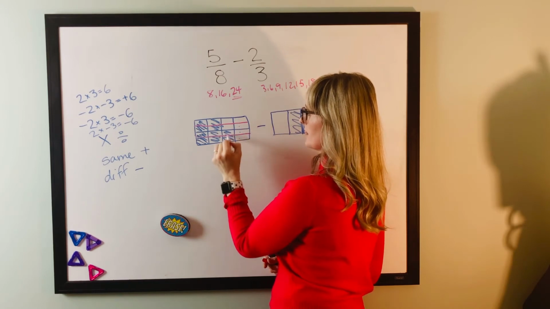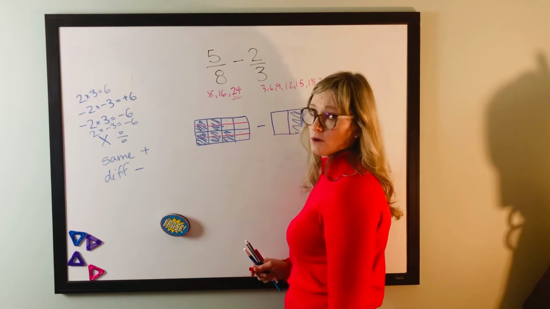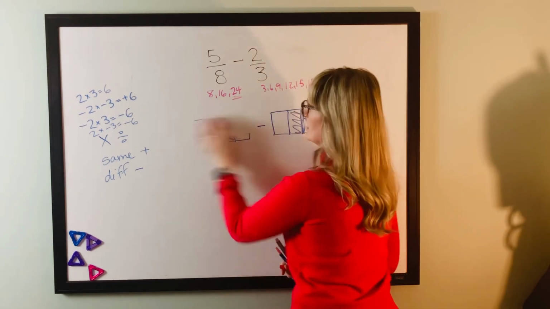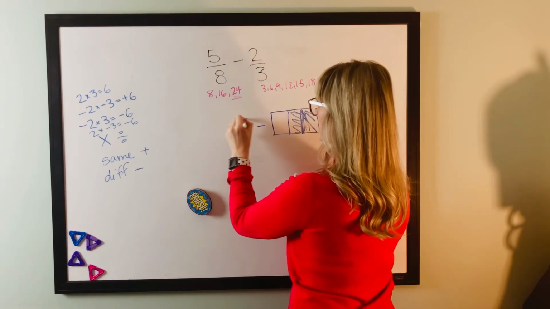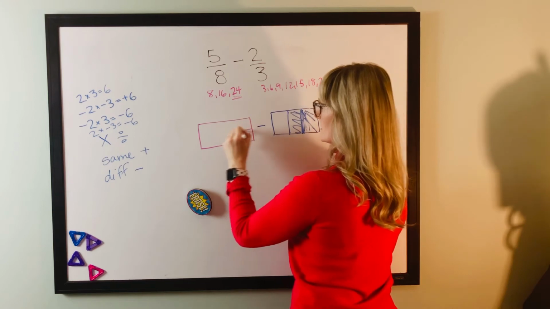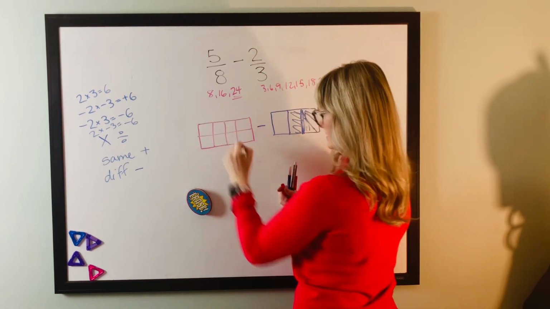1, 2, 3, 4, 5, 6, 7, 8, 9, 10, 11, 12, 13, 14, 15, 16. No, I only doubled it. Okay, so I need to make that. Let's look at it this way. Imagine. Let's go back and put our 8 equal pieces.